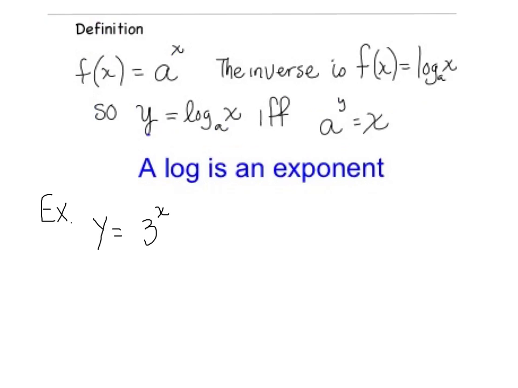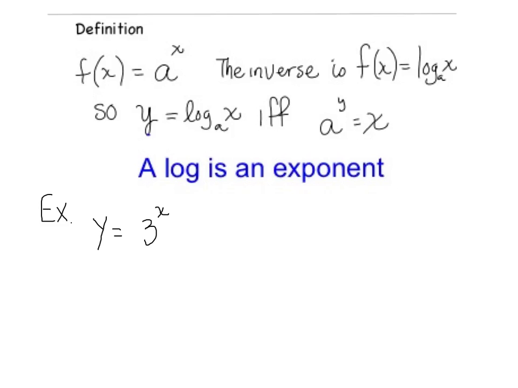So the definition you can see right here, f of x is a to the x. This is an exponential function. The inverse is the log to the base a, the same base, of x. So if you write the log as log to the base a of x, then that would be equal to the exponent. This is the base, this is an exponent, and this is the value. So a to the y equals x using that. The log is always equal to an exponent.